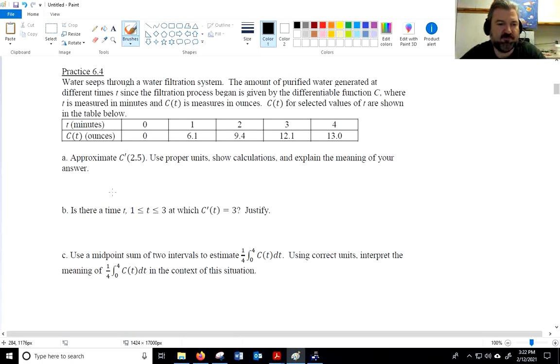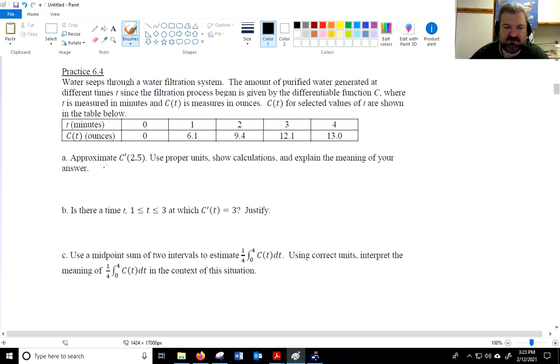Okay, practice 6.4. Water seeps through a filtration system. I'll let you read the rest for now. Pause the video and give it a try. Okay, let's see how you did. Water seeps through a water filtration system. The amount of purified water generated at different times t since the filtration process began is given by the differentiable function c, where t is measured in minutes and c of t is measured in ounces. C of t for selected values of t are shown in the table below. We want to approximate c prime at 2.5.